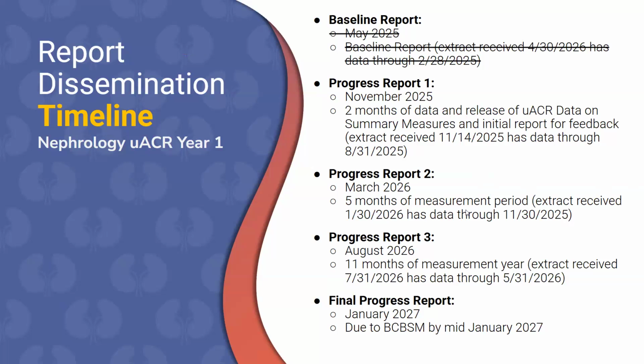The next report will be in March of 2026, representing 5 months of data, and then August 2026 with 11 months of data, and then finally the final progress report in January of 2027. And as you can see, the data lags a little bit because these are claims-based data, so that's why the time frame is just slightly behind the actual measurement time, just to allow time to process the data and put together the reports.